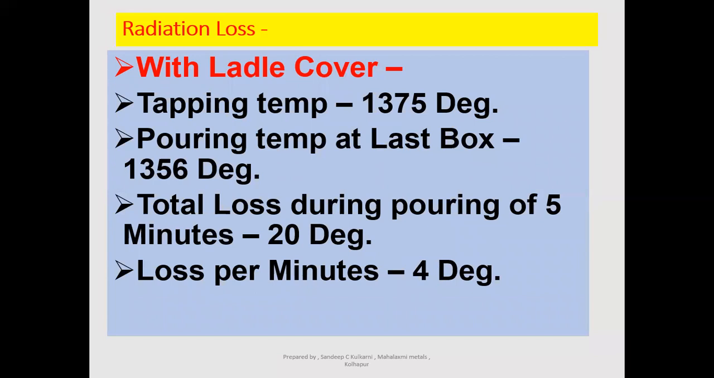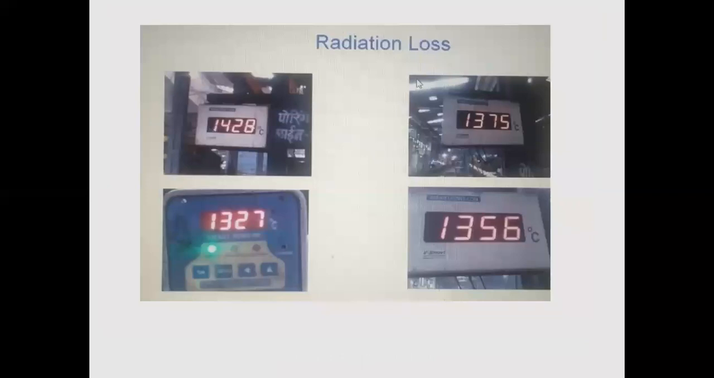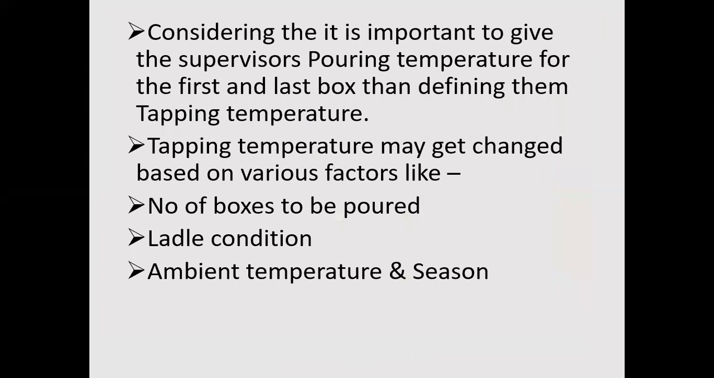With ladle cover, the tapping temperature was 1375 and pouring temperature for the last box was 1356. Total loss during 5 minutes is 20 degrees. So loss per minute is around 4 degrees per minute. So with ladle cover, the loss of temperature reduces drastically from 20 degrees to 4 degrees. So these are the pictures showing this radiation loss data.